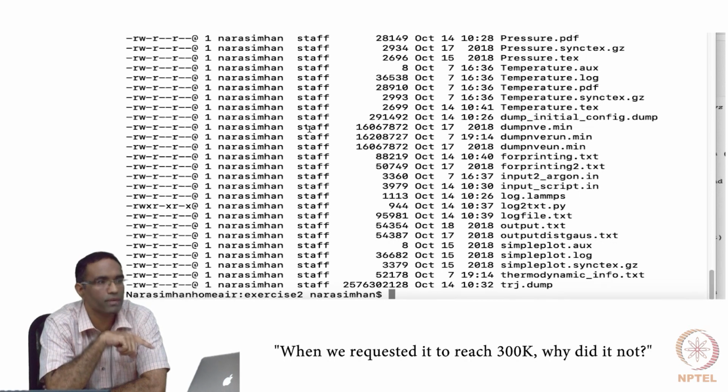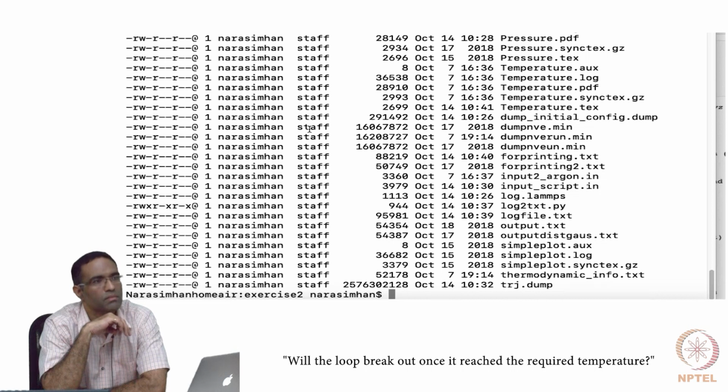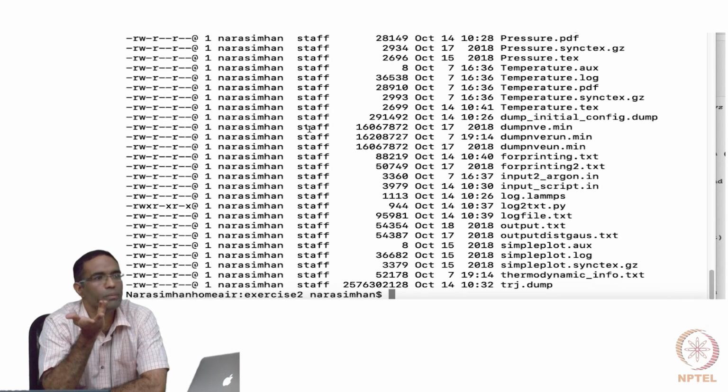Say, no, that's not what I have done. Yeah, you did run it till 10, irrespective of the temperature or pressure. Correct. So if I say I run it for 20,000 iterations and if I mention the same command, will it break out when the temperature... It will not break out.